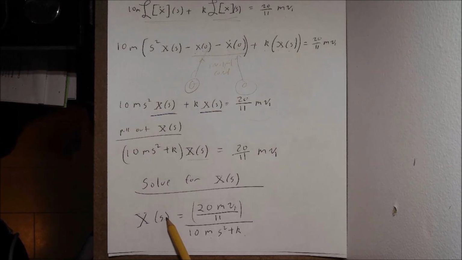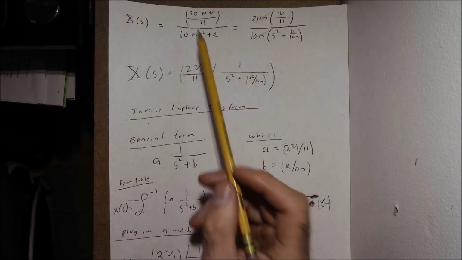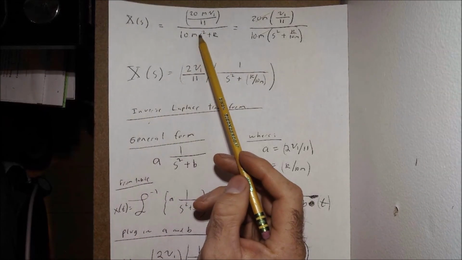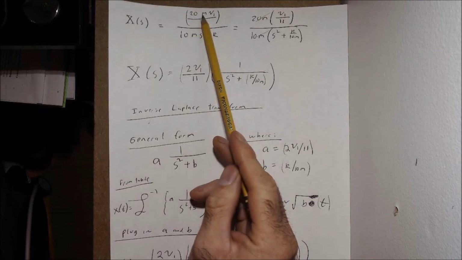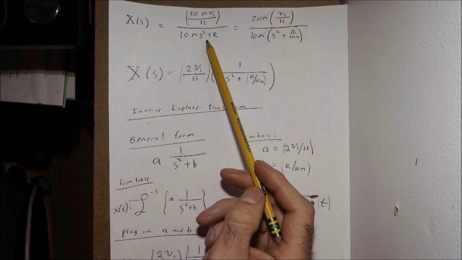We remember, if we go back to our initial problem statement, our setup page there, we're looking for lowercase x of t. So in order to do that, we're going to end up doing our inverse Laplace. But before we apply that, let's reduce and simplify this mess right here a little bit. So we want to simplify down this expression here: 20m v1 over 11 divided by 10ms squared plus k.